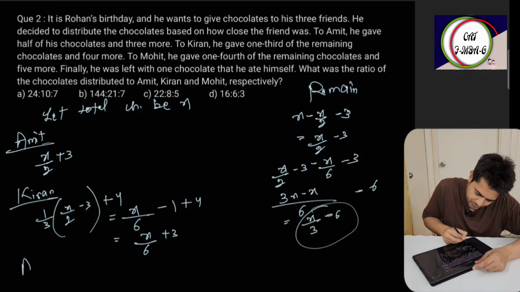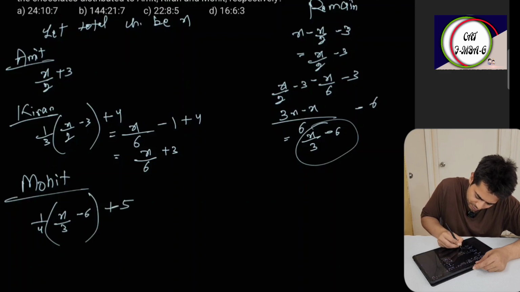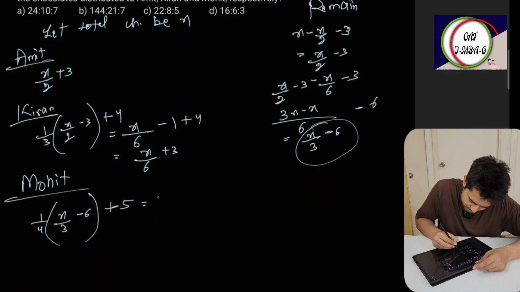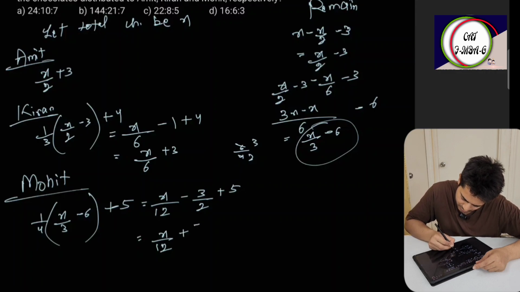These are remaining. Then to Mohit, he gave 1/4 of the remaining chocolates and 5 more. Okay. This can be given as X by 12 minus 6 by 4, 3 by 2 plus 5. Okay, so this is X by 12. Now this is 10 minus 3, so plus 7 by 2.